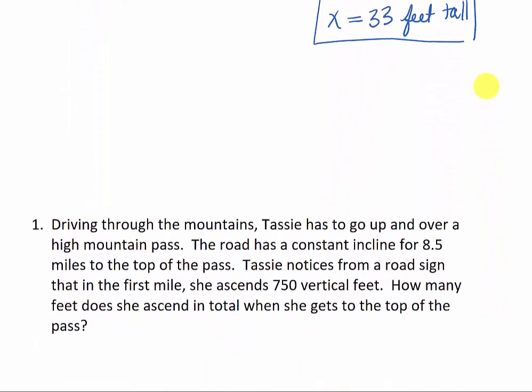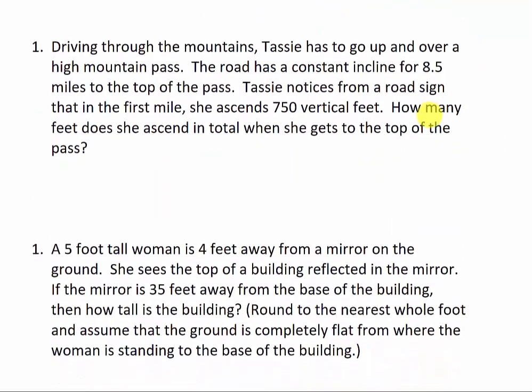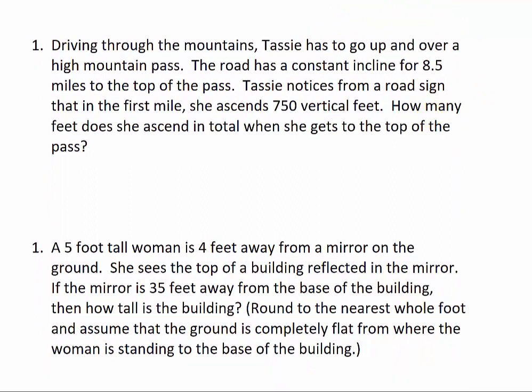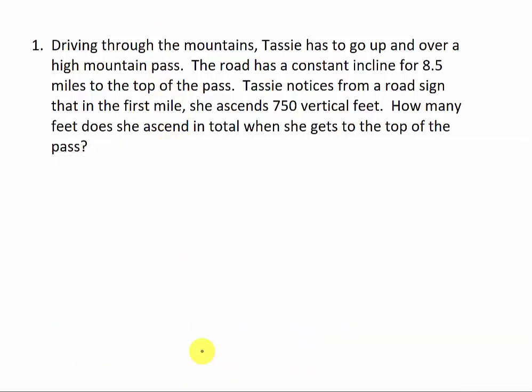The next problem we have is Tassie is driving through a mountain pass. Okay, driving through the mountains, Tassie has to go up and over a high mountain pass. The road has a constant incline for 8.5 miles to the top of the pass. Tassie notices from a road sign that in the first mile she ascends 750 vertical feet. How many feet does she ascend in total when she gets to the top of the pass?